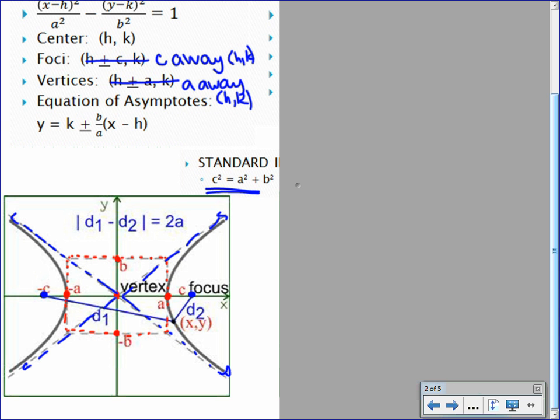Your curves will start at the vertex, and you know that an asymptote means your curve has to approach it, so that's how you're going to draw your curve. Questions?